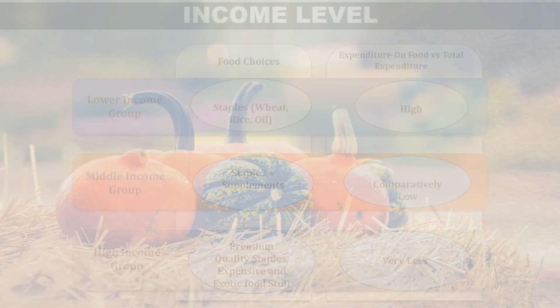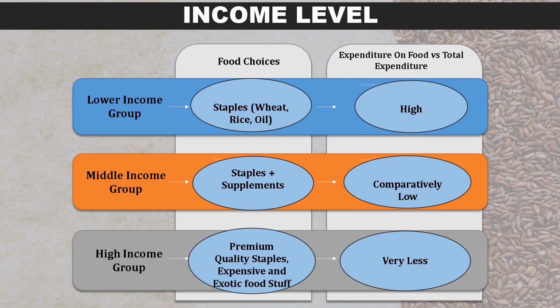Now, how is it less? Let's take an example. If they earn 40,000 per month and they spend 10,000 on food, they just spend 25% of their income on food. Do you remember the case of lower income group? They were earning 5,000 and they were spending just 2,000 on food, and yet they were spending 30% of their income. But here, the people belonging to middle income group, even after spending 10,000, are just spending 25% of their total income on food.